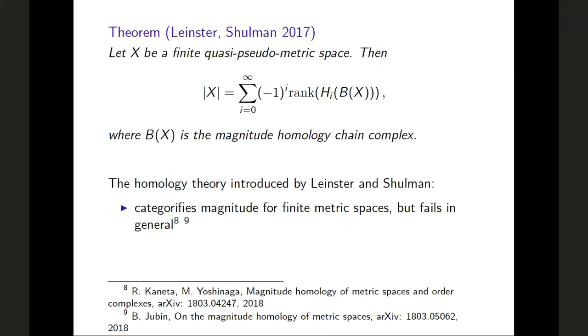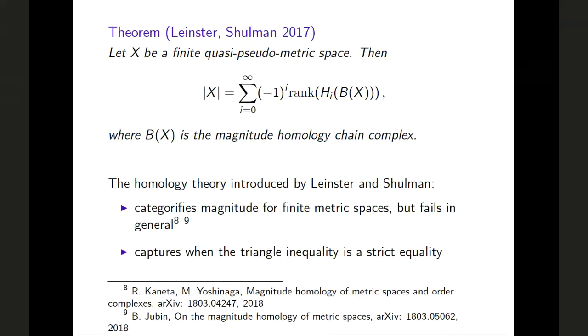So in that sense, this shows that while this might be a step in the right direction, it is still not a complete answer to this story, to finding a homology theory that categorifies the magnitude. And as I said before, it also captures when the triangle inequality is a strict equality.